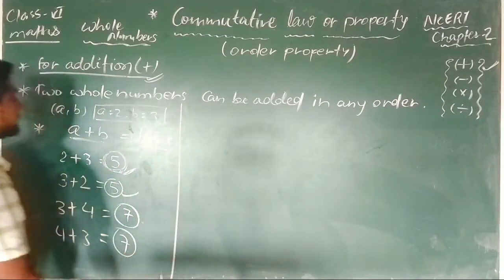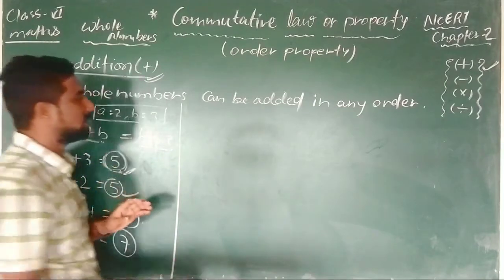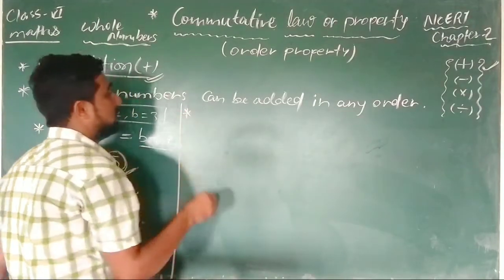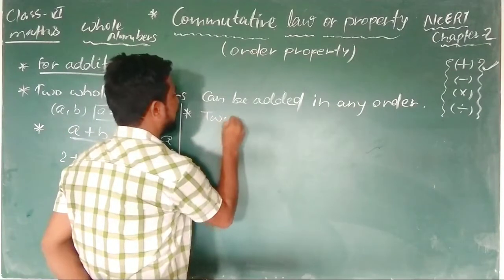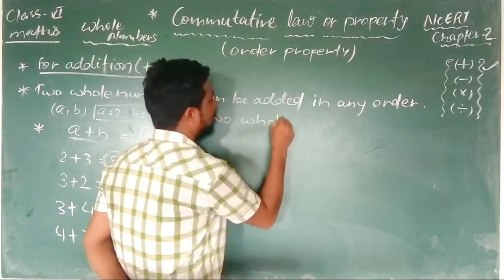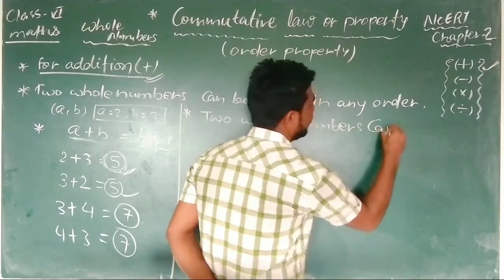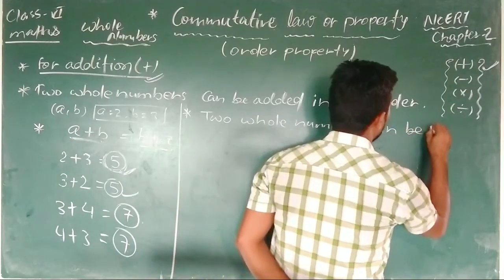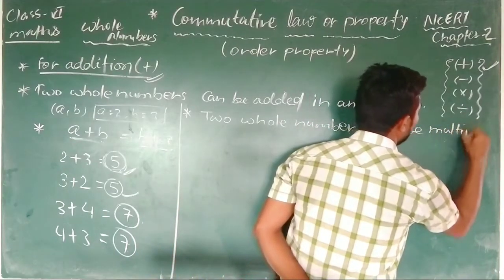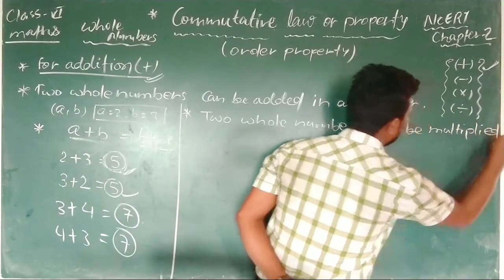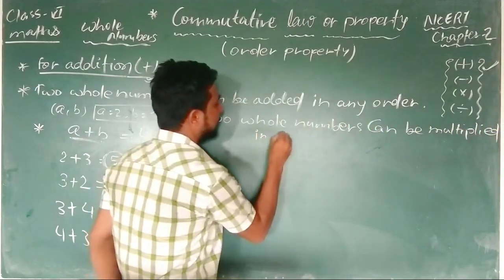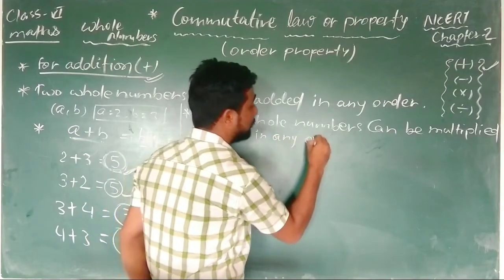Now you have seen the addition operation. Now you check for multiplication. Two whole numbers can be multiplied in any order. You see, in any order. Here the property is the same, and don't be confused.